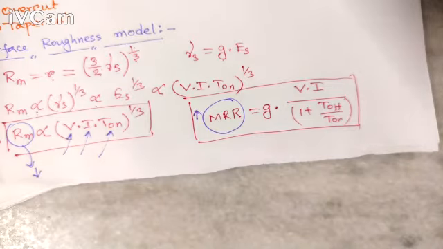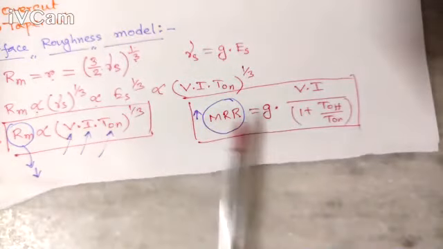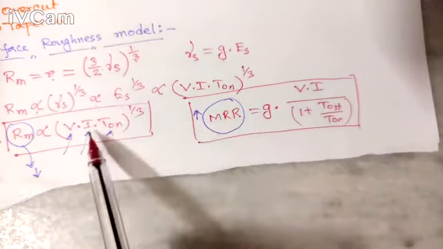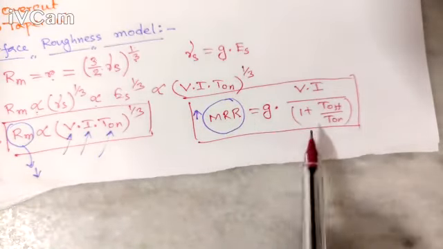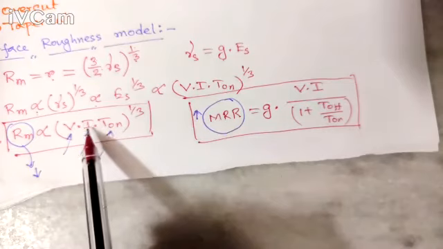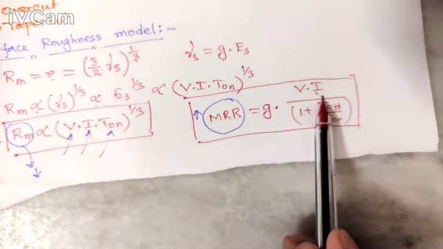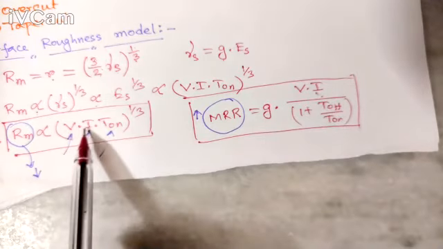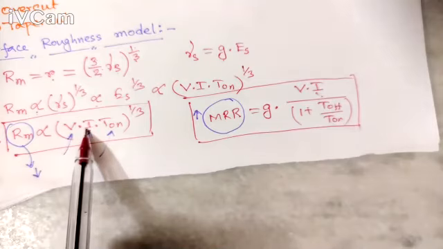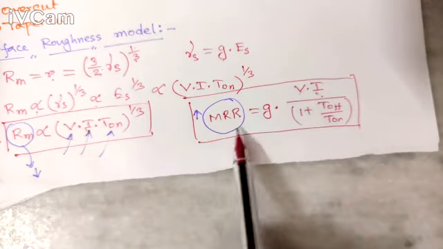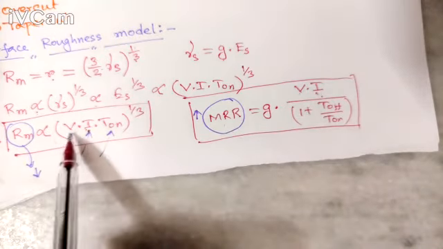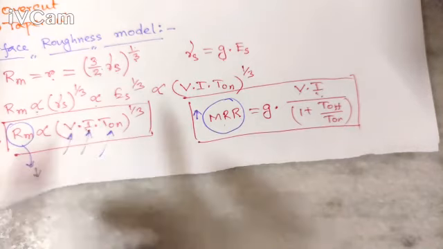If we increase I value from these two equations, you just have a look, what will happen? MRR will definitely increase. But the problem is, if we increase I value, surface roughness also will increase. Similarly, if we increase V, MRR will increase as well as surface roughness.